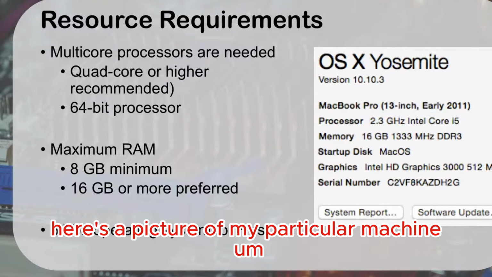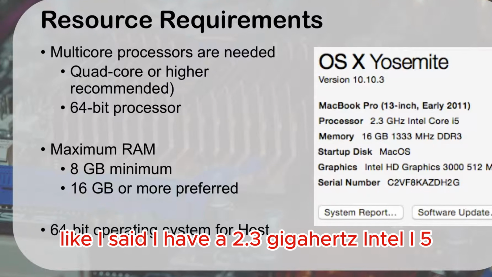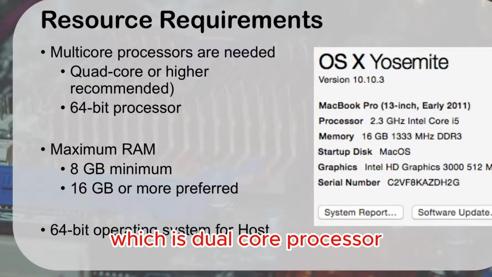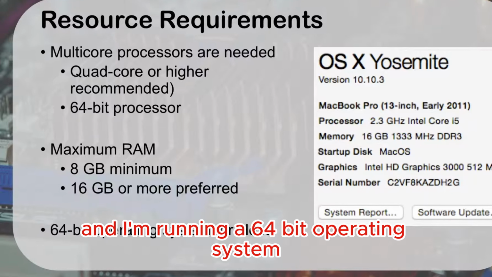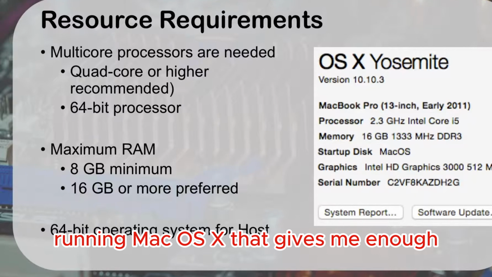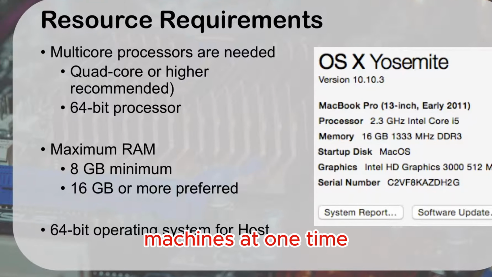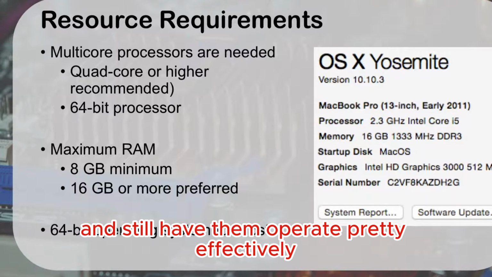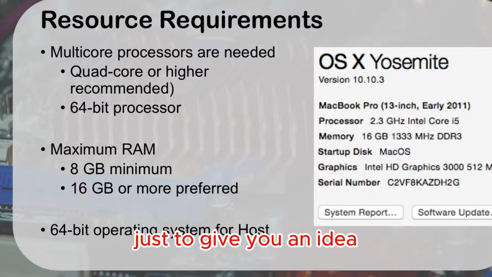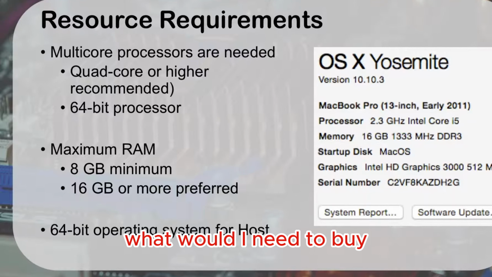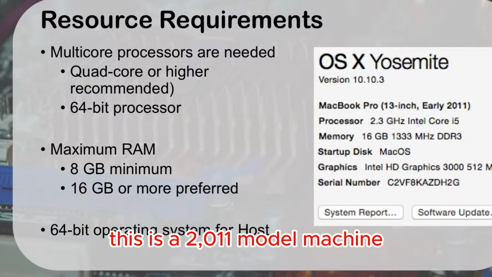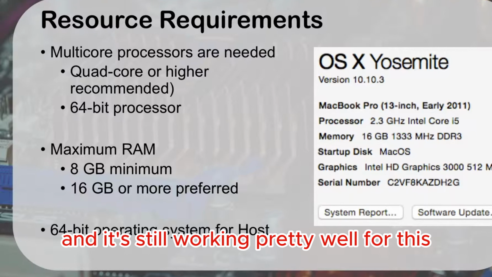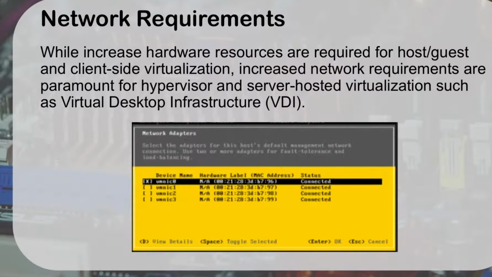Here's a picture of my particular machine. Like I said, I have a 2.3 gigahertz Intel i5, which is a dual-core processor. I have 16 gigabytes of RAM, and I'm running a 64-bit operating system, macOS X. That gives me enough that I can run 3 or 4 virtual machines at one time and still have them operate pretty effectively. Just to give you an idea, if you're trying to figure out what would I need to buy if I want to build a virtual machine, that's probably the minimum you want to use. Again, this is a 2011 model machine, and it's still working pretty well for this.